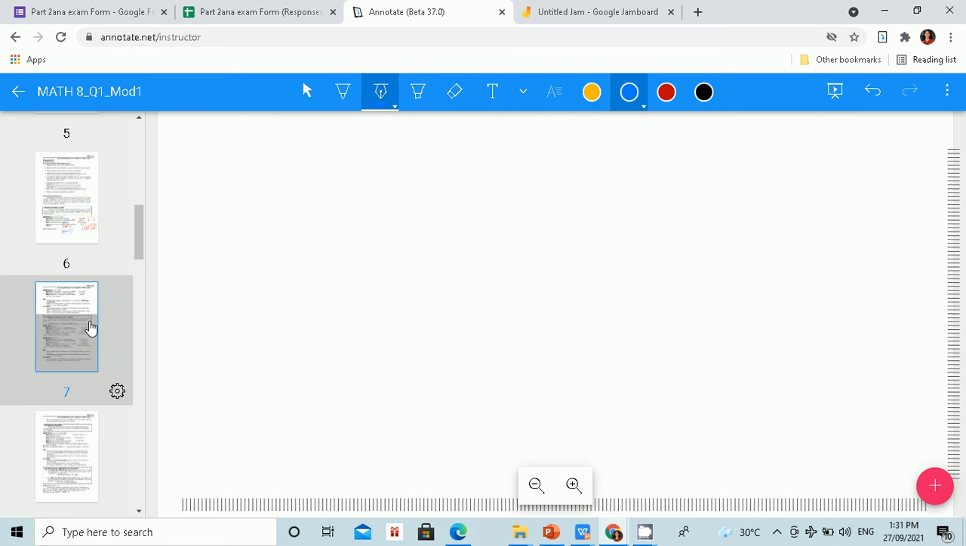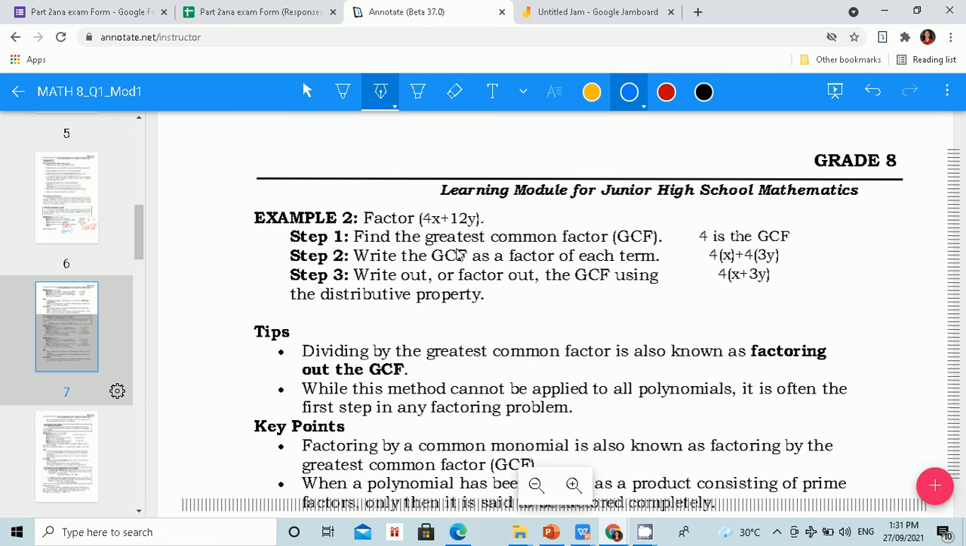Okay, so let's go. Now we have to factor 4x plus 12y. How would we do that? We have 4x. What number can be used to divide both 4 and 12? We have 4. So we write 4, and then we divide both terms by 4.